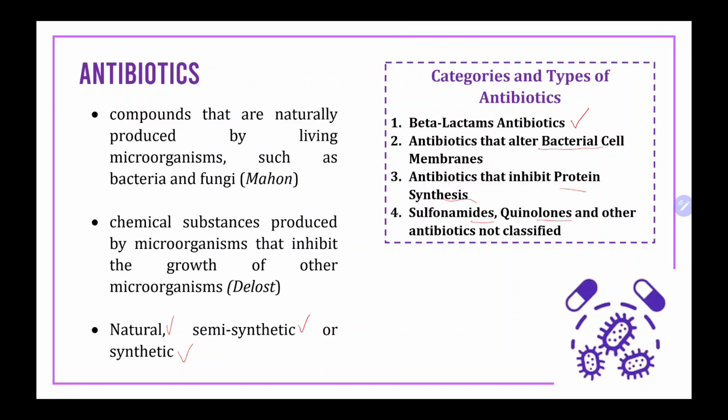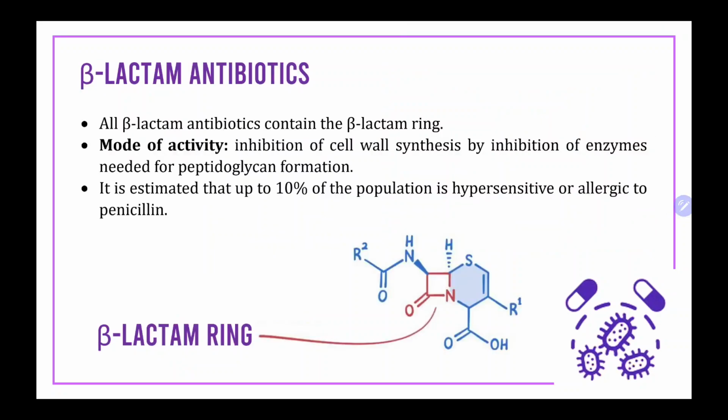Let's start off with your beta-lactams. From the name itself, these are antibiotics that contain the beta-lactam ring. Now, its mode of activity is that it inhibits cell wall synthesis by inhibiting enzymes needed by the microorganism for the formation of its wall, specifically your peptidoglycan. Now, one of the disadvantages in the usage of beta-lactam antibiotics is that generally 10% of the population is hypersensitive or allergic to penicillin, which is an example of your beta-lactam antibiotic.